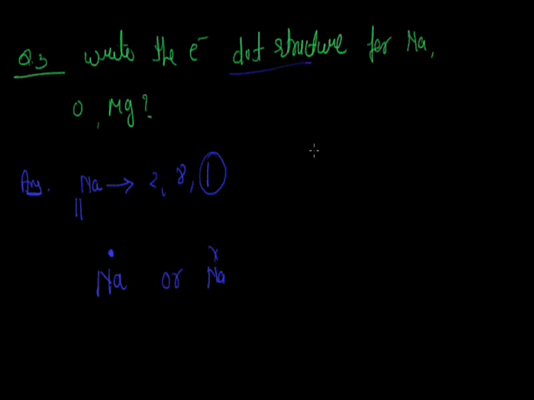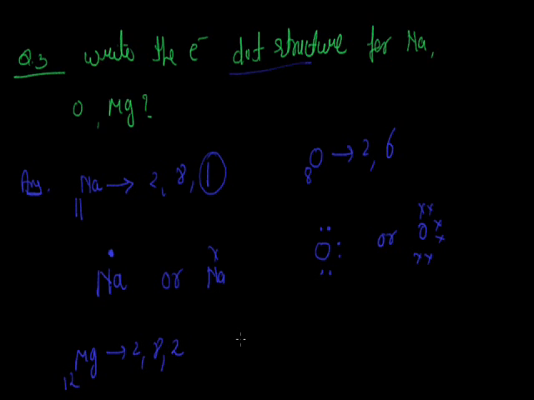Now the second element is oxygen. Its atomic number is 8, which means 2, 6. The electron dot structure of oxygen has 6 dots: 1, 2, 3, 4, 5, 6. Now the third element is magnesium, Mg. Its atomic number is 12, so 2, 8, 2. This magnesium has 2 valence electrons. So these are all the electron dot structures.